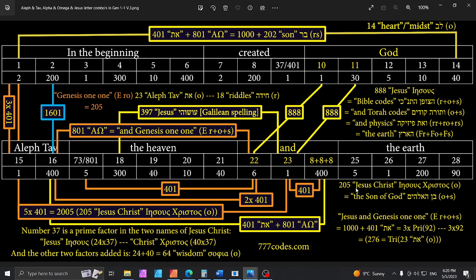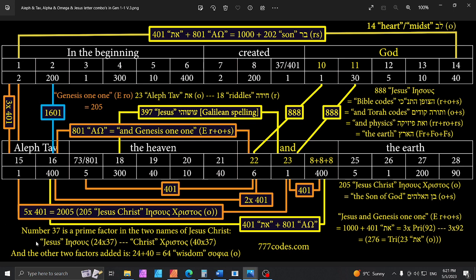And you see the ordinal value of Jesus Christ equals Son of God in ordinal plus standard in Hebrew, because this is in Greek. That's amazing. Period. If you write Jesus and Genesis 1:1 in English reduced, ordinal plus standard, you will get 1000 plus Aleph and Tav. That equals prime number 3 times prime number 92, and 3 times 92 equals triangle number Aleph and Tav in ordinal. Amazing.